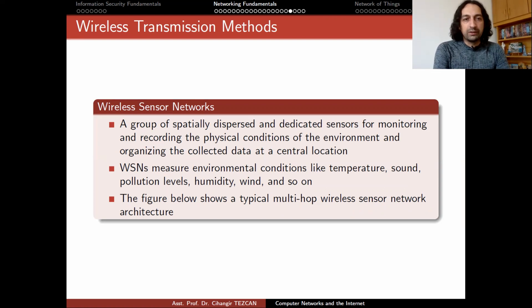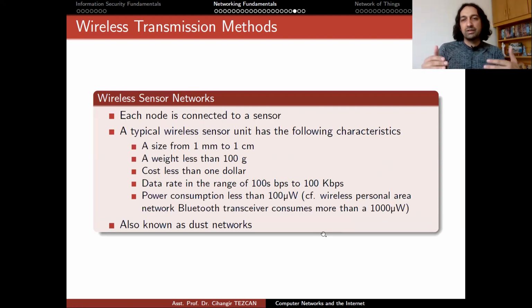Let's talk about wireless sensor networks, a group of specialized, dispersed, and dedicated sensors for monitoring and recording the physical conditions of the environment and organizing the collected data at a central location. Wireless sensor networks measure environmental conditions like temperature, sound, pollution levels, humidity, wind, and so on. Actually, there's no figure below, but I was hoping to put a picture here. As you can see, this is just a collection of nodes, but this time our nodes are not computers but sensors. Each node is connected to a sensor.